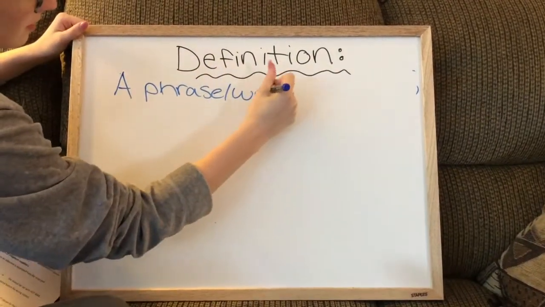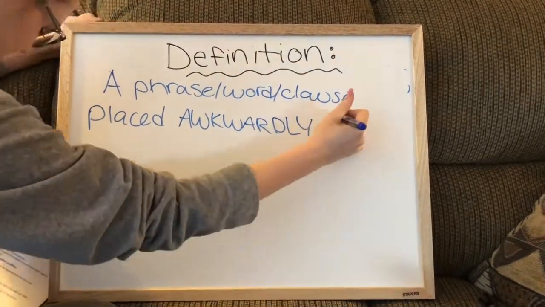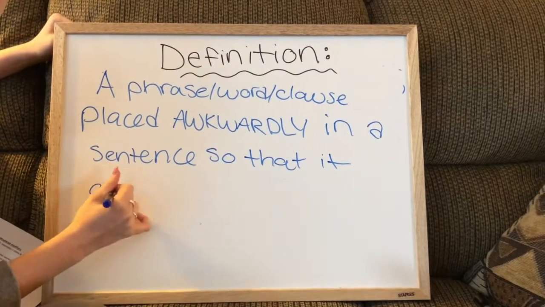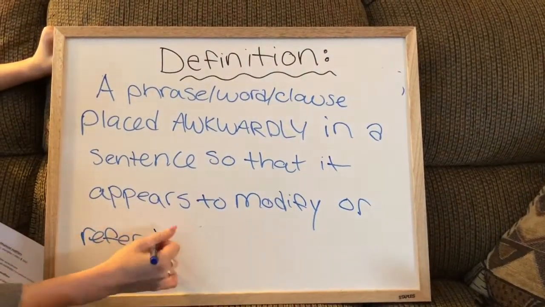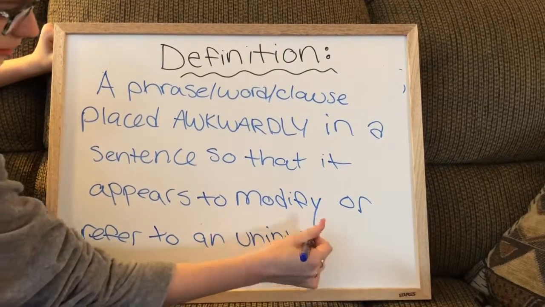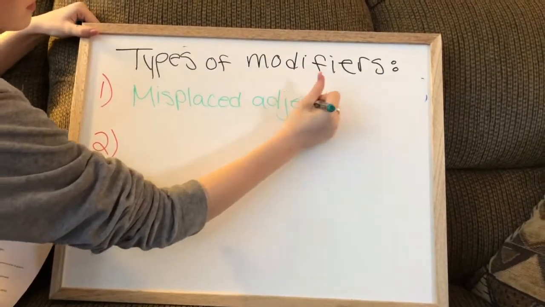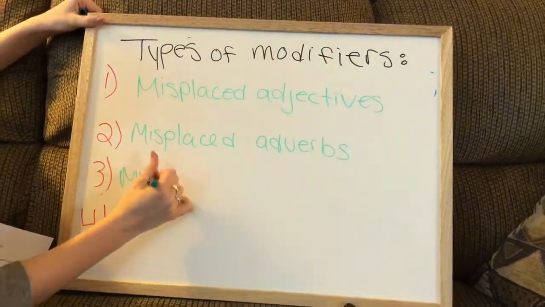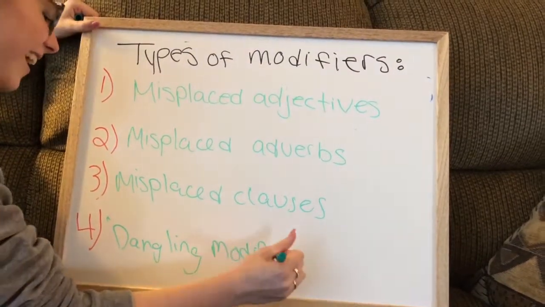The definition of a misplaced modifier is a phrase, word, or clause placed awkwardly in a sentence so that it appears to modify or refers to an unintentional word. Types of modifiers: misplaced adjectives, misplaced adverbs, misplaced clauses, and dangling modifiers.